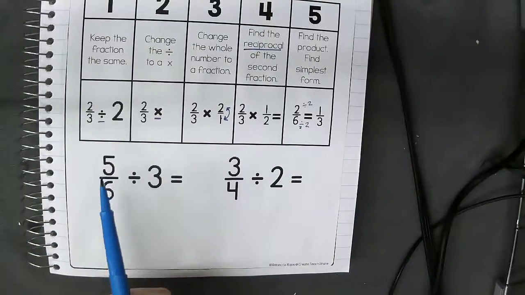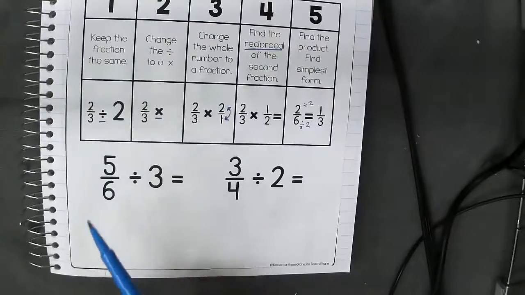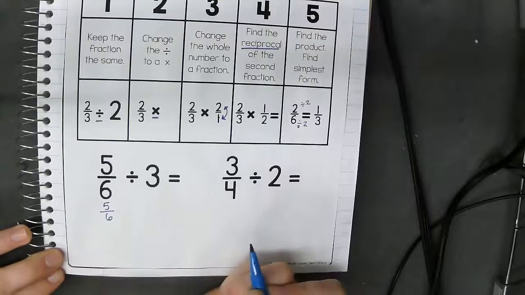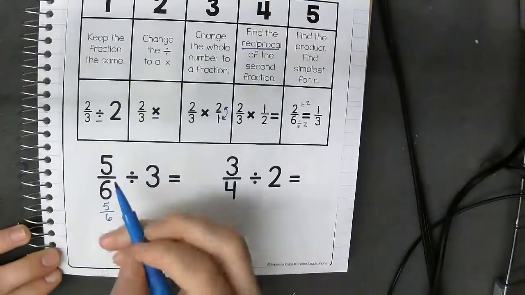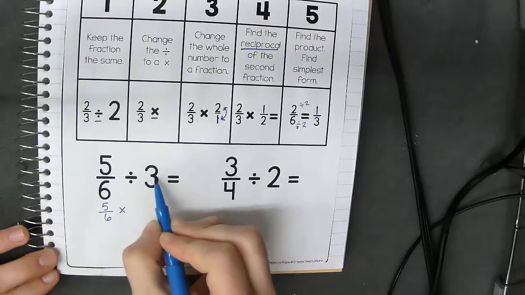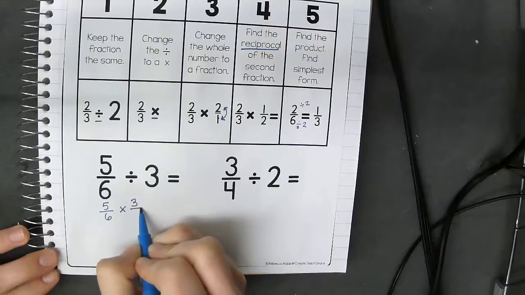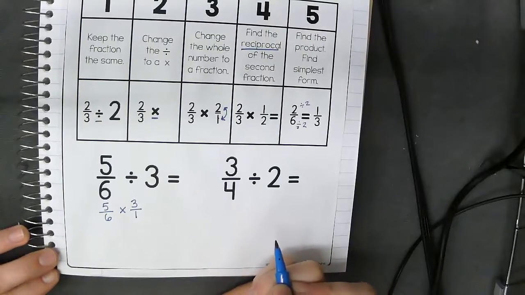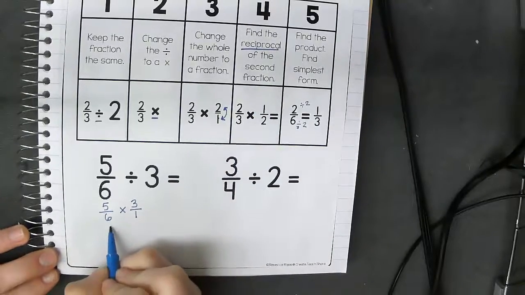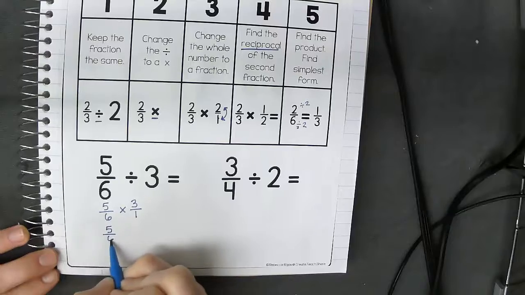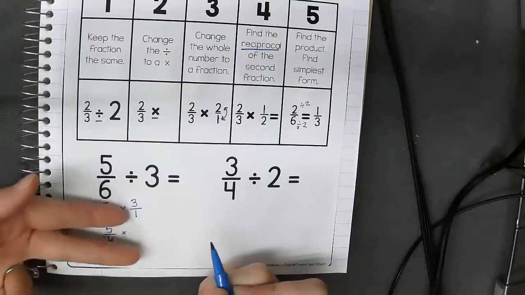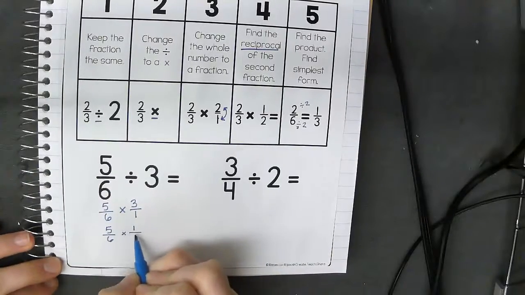Okay. So, step 1, we're going to keep our fraction the same. So 5 over 6 will stay the same. Step 2 is to change our division sign to multiplication. Step 3, we'll change our whole number to a fraction. Now, it's very important that you find the reciprocal. So 5 over 6 times, flip these two like this, times 1 over 3.